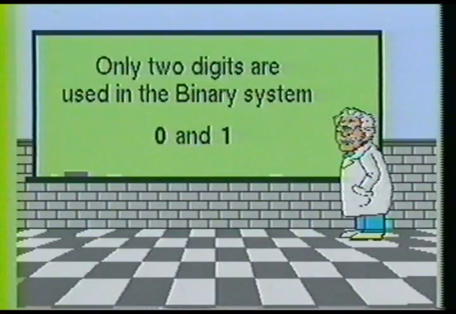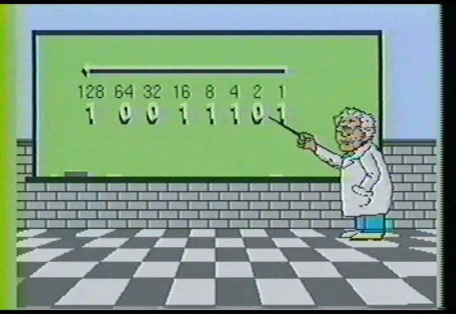The binary number system uses only 2 digits. These digits are 0 and 1. The weight of binary numbers is computed in powers of 2. In other words, as the numbers move to the left, they double in magnitude.